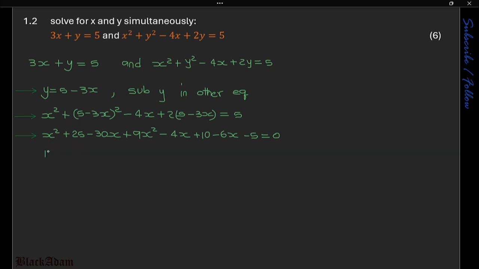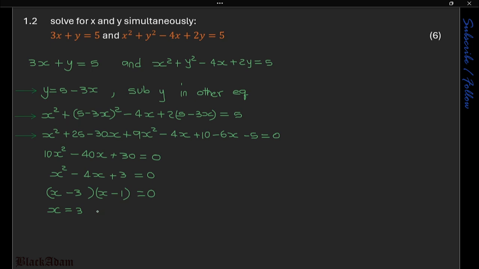So adding like terms, 1x squared plus 9x squared is 10x squared, and then negative 30x plus negative 6x and negative 4x gives negative 40x, and the constant is 30. But it's supposed to be positive 30. So okay, let's divide throughout by 10. That will give us x squared minus 4x plus 3. Checking everything there, yes, that's positive: 25 plus 10 minus 5 is positive 30. So it's (x minus 3)(x minus 1).